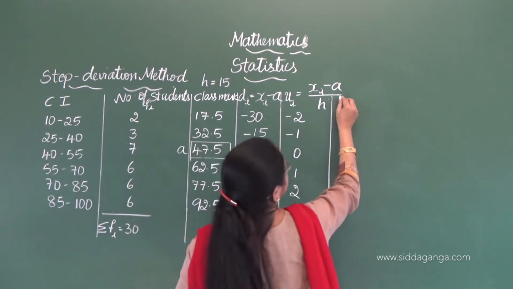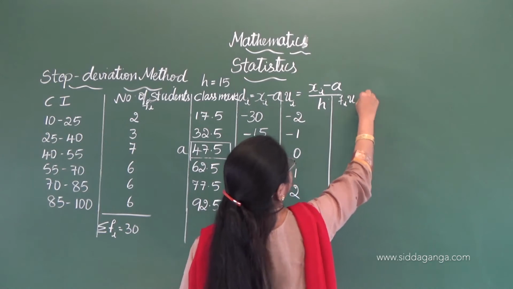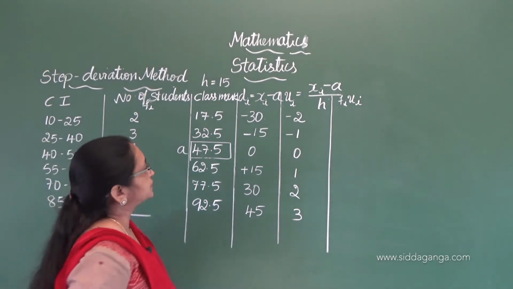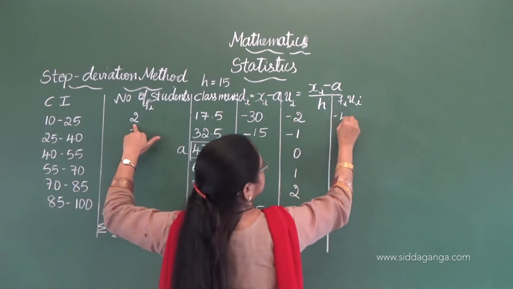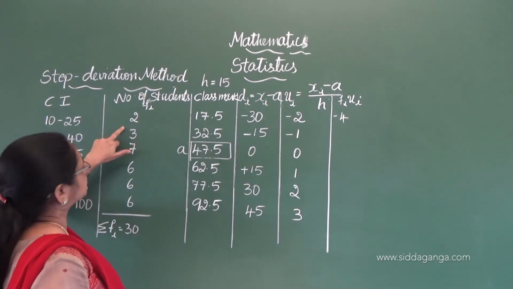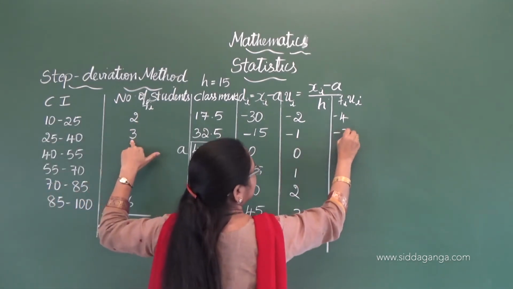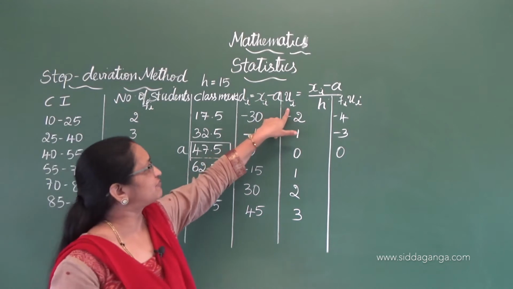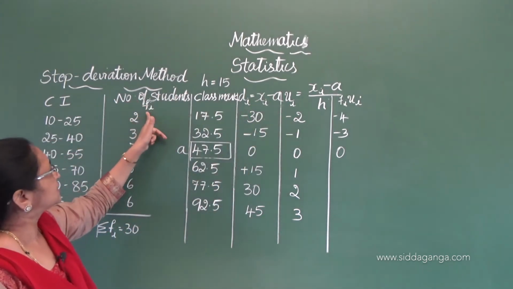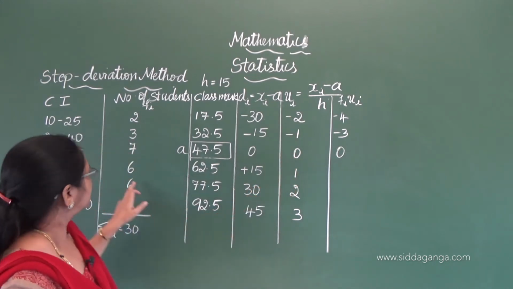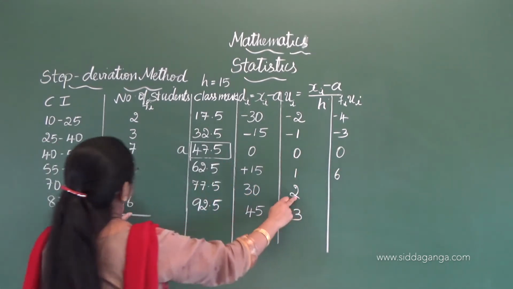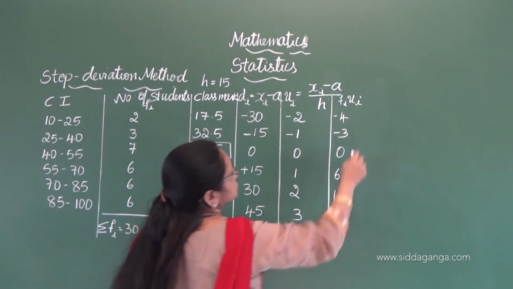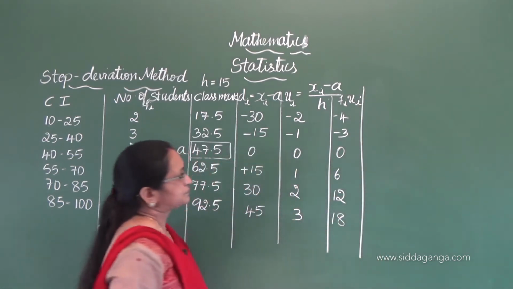Now the next one is fi ui. The last column is fi ui. So here 2 2s are, minus 2 into 2, so minus 4. 3 into 1, minus 3. 0. So what I am doing is fi ui. fi is this, ui is this, correct? Then 6 1s are 6, 6 2s are 12, 6 3s are 18. So this will be the last column.